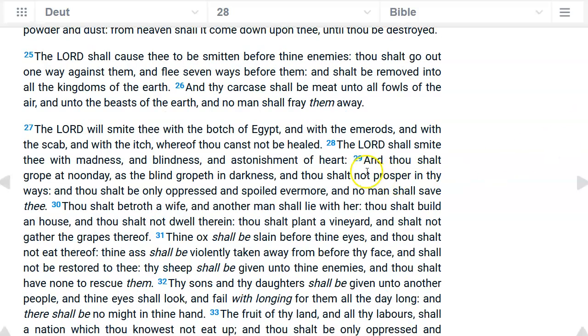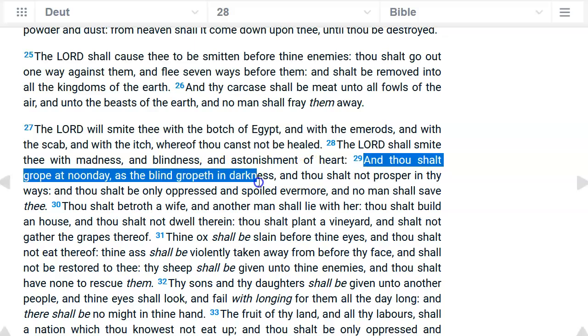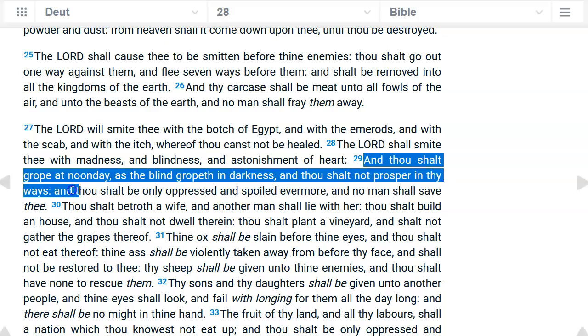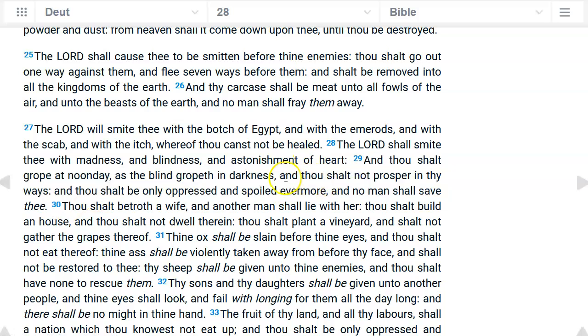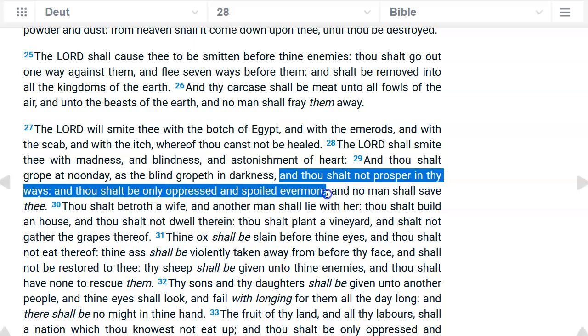I also want to show this. And thou shalt grope at noonday as the blind gropeth in darkness, and thou shalt not prosper in thy ways, and thou shalt be oppressed and spoiled evermore, and no man shall save thee. Now that sounds like an untouchable, right? The untouchables, if you were to befriend an untouchable, you did lose status. Now let's keep reading. The Most High says this is important because he says it twice. And thou shalt not prosper in thy ways, and thou shalt be only oppressed and spoiled evermore.